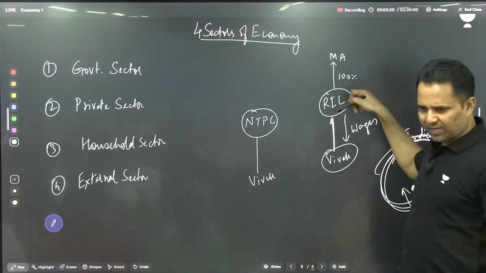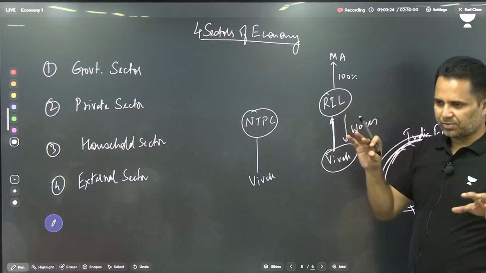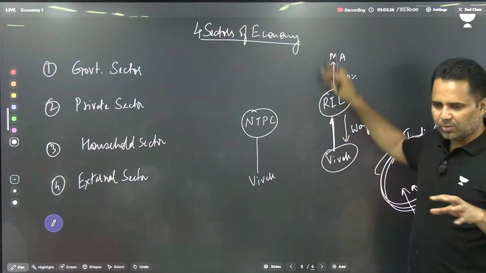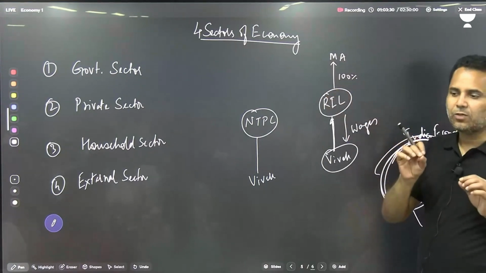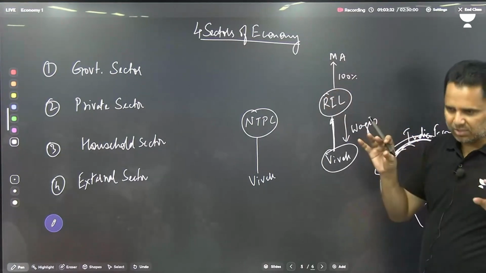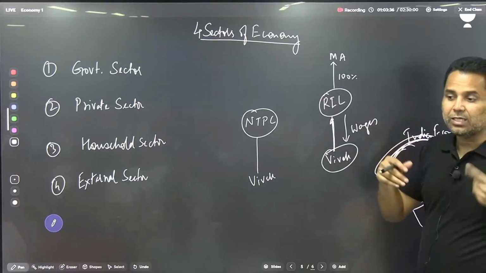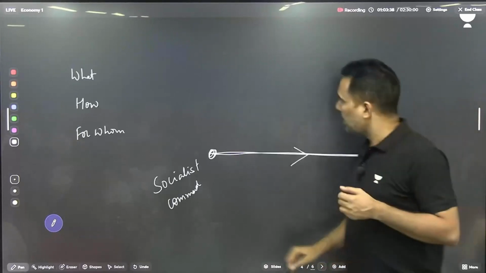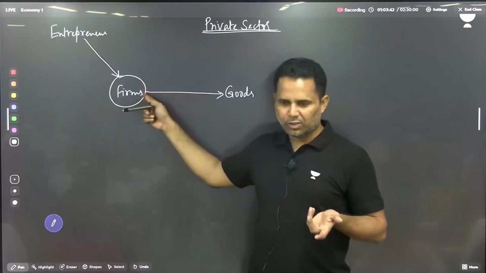Mukesh Ambani was the owner of RIL. Always keep the owner outside the company. Owner belongs to household sector, company belongs to private sector. Always keep the owner, entrepreneur outside the company. When you keep it outside, then only it can act as an input. If you insert the owner here in the firm, how will it provide input?